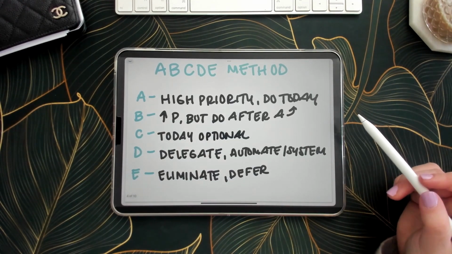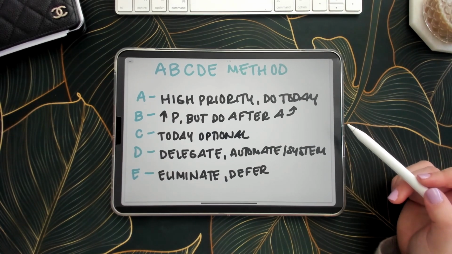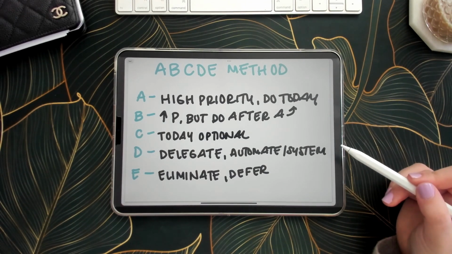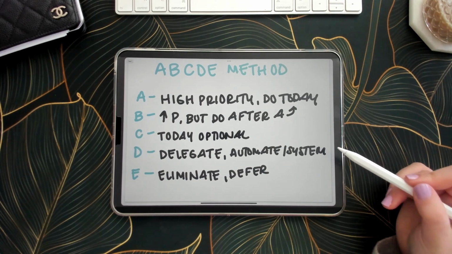Strategy number two is the ABCDE method. This method is a straightforward and powerful strategy for prioritizing tasks, providing a clear roadmap to address your to-do list systematically. It's developed by productivity expert Brian Tracy, and this method offers you a practical framework for discerning the importance and urgency of each task, allowing you to allocate your time and effort with precision.